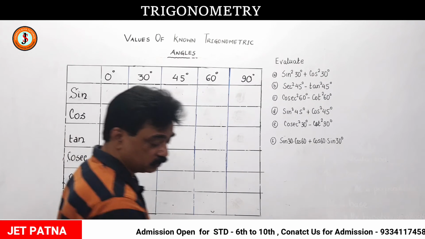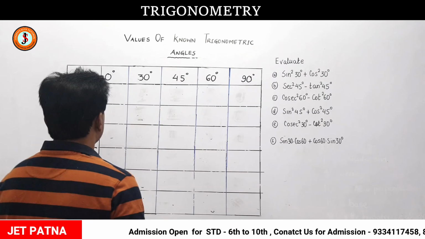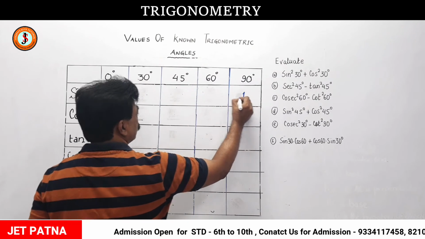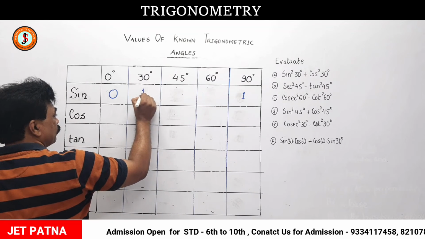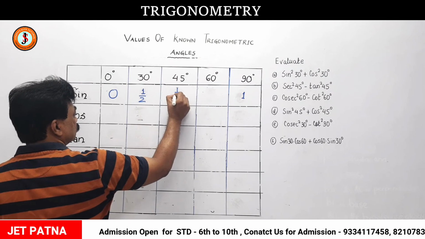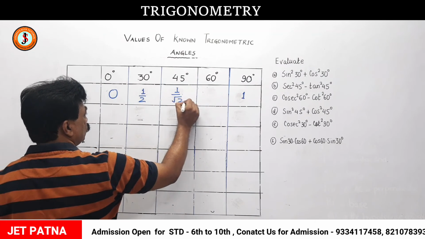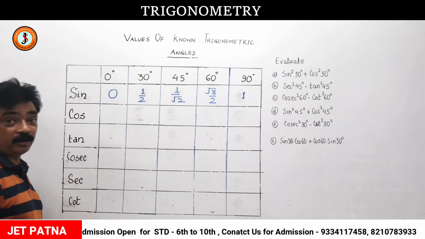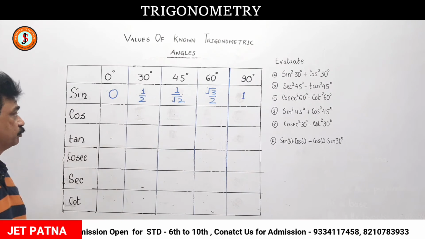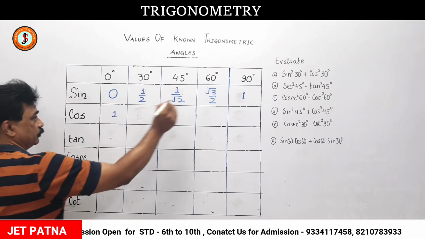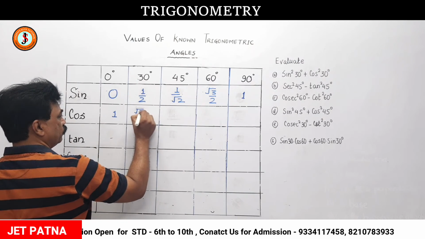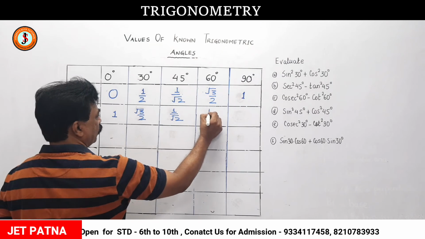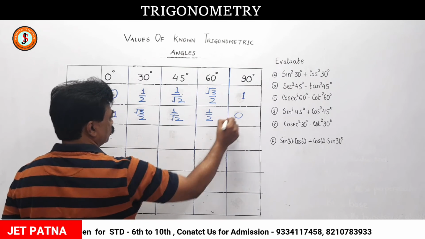So, what we do is we start writing. We know that sin starts from 0 and ends with 1. So, the middle values: sin 30 is 1 by 2, sin 45 is 1 by root 2 and sin 60 is root 3 by 2, isn't it? Then cos will be written the reverse way. So, 1, root 3 by 2, 1 by root 2, 1 by 2, 0.